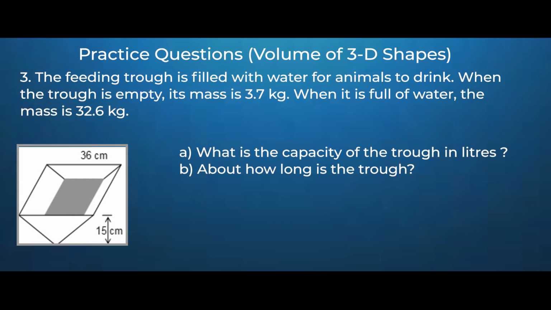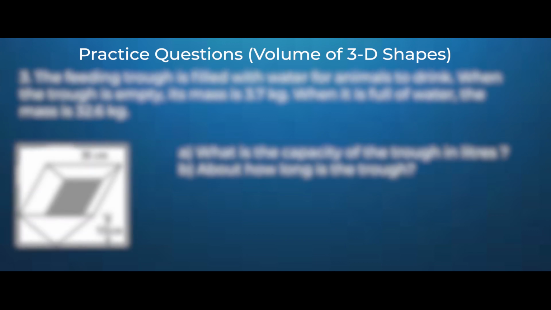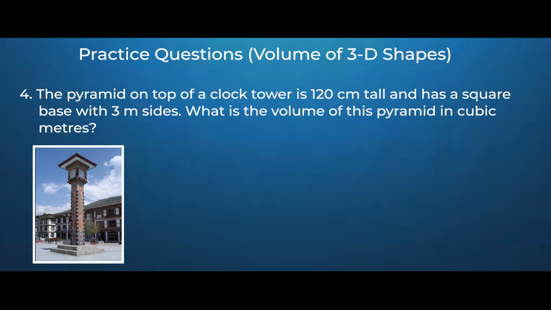Question 3, the feeding trough is filled with water for animals to drink. When the trough is empty, its mass is 3.7 kg. When it is full of water, the mass is 32.6 kg. Part A, what is the capacity of the trough in liters? About how long is the trough? Question 4, the pyramid on top of a clock tower is 120 centimeter tall and has a square base with 3 meter sides. What is the volume of this pyramid in cubic meters?